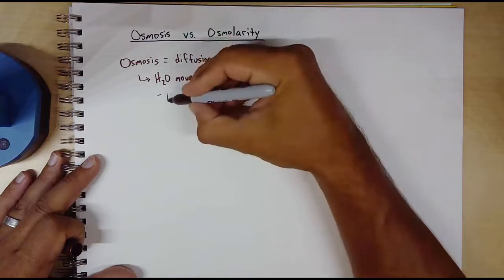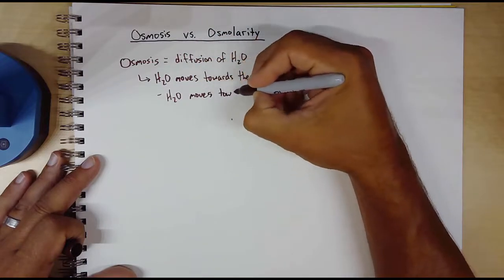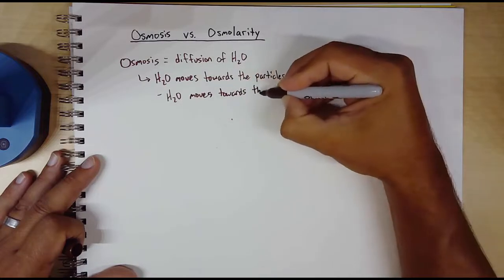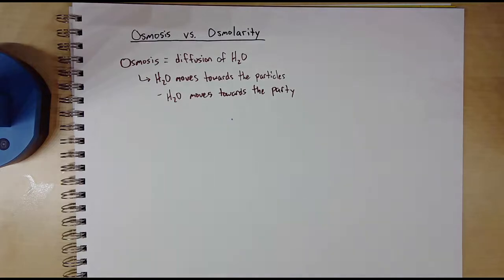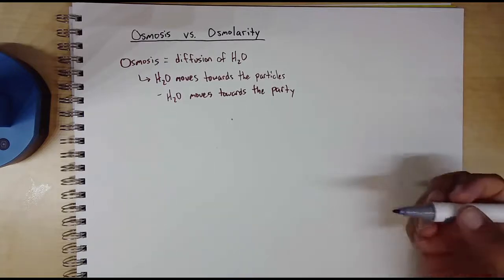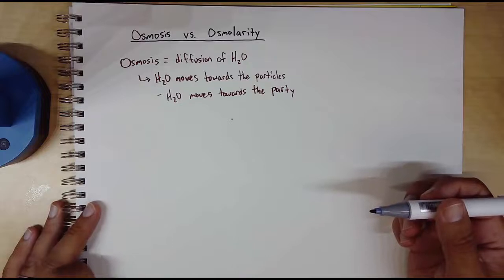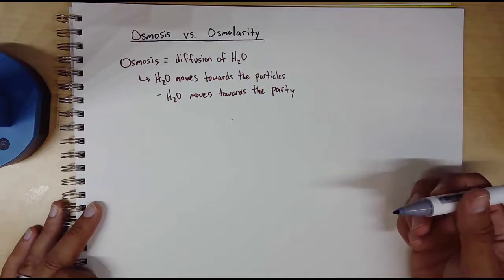All right, so water moves towards the party. That's a nice little way to try to remember osmosis, is that you just find parties and water wants to move towards that. Well, that's what osmolarity is for. Osmolarity is really a measure of the concentration based on the number of particles of a particular substance, a molecule, whatever you're putting into your solution.